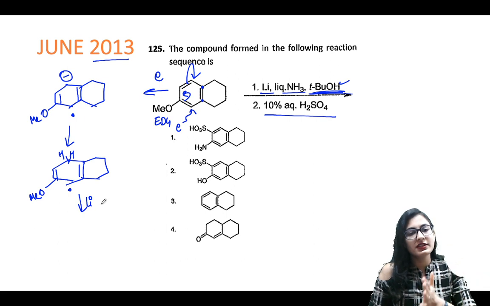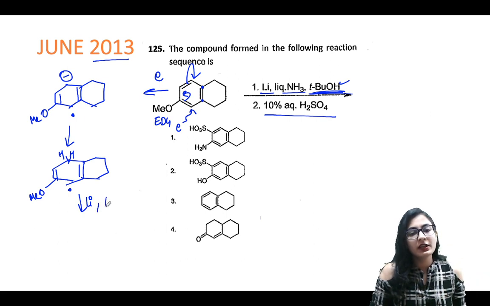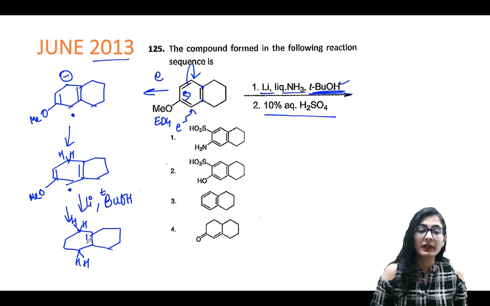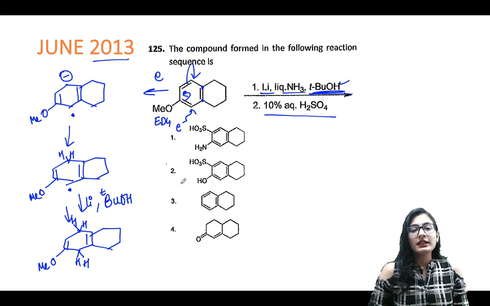The negative charge is again going to take a proton from the butanol, tertiary butanol, and I'm just writing the final products after two steps. After two steps, we see that the reduction has taken place over these two carbons because of the presence of the electron donating group. Okay, now what is the second step?